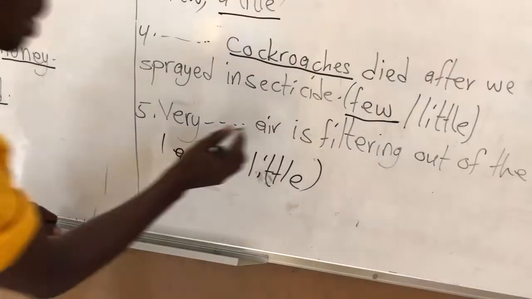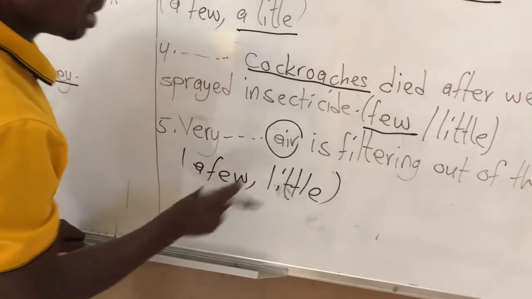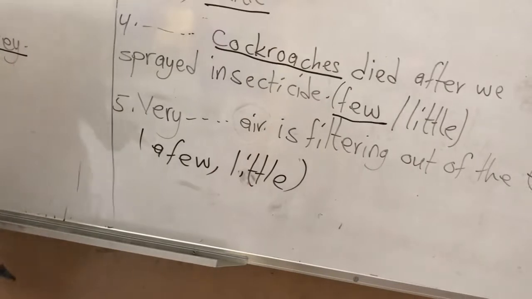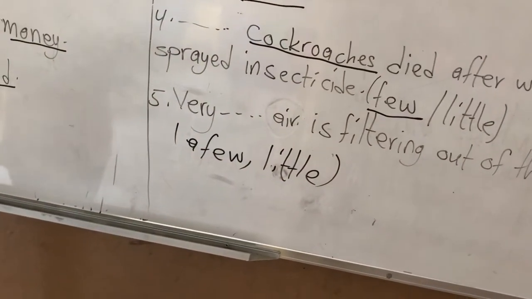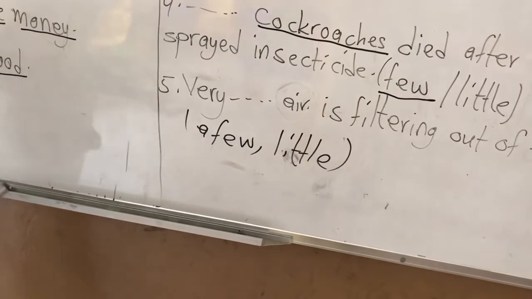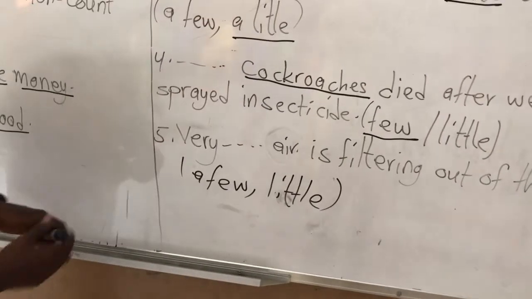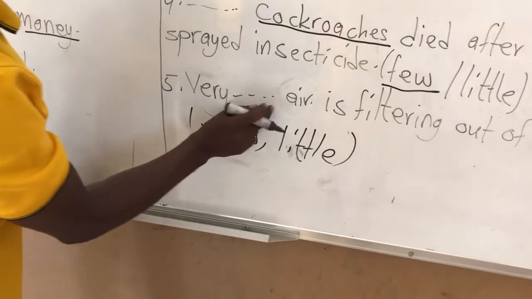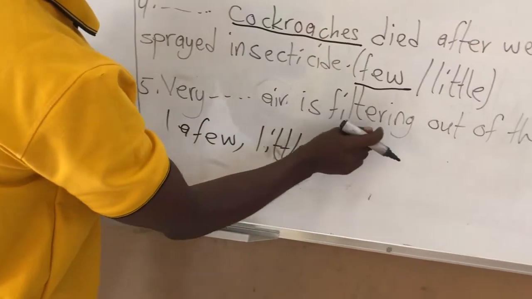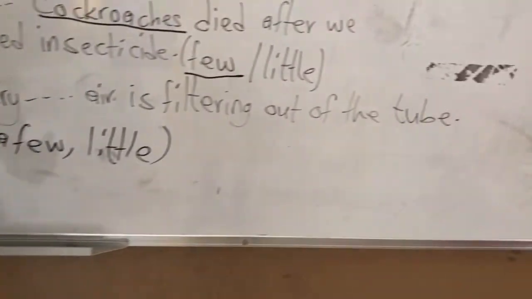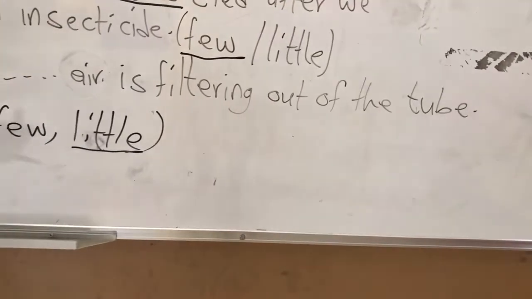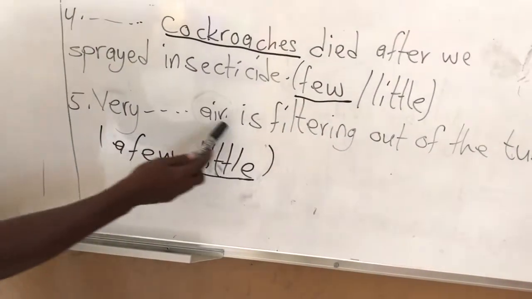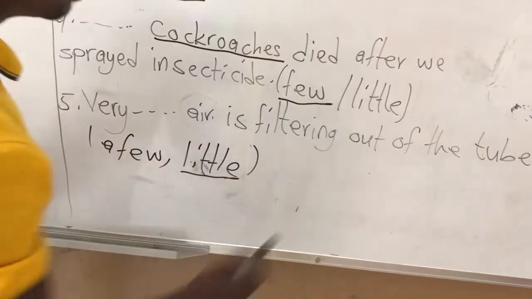Now when we look at air in particular, we can see that we can't count air. Can we count air? How many airs do we have in the room? No, we can't count. So we say we have little air. So very little air is filtering out of the tube. So here our answer is little. Okay? Very little air is filtering out of the tube.